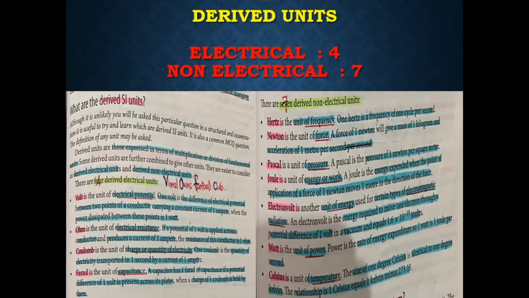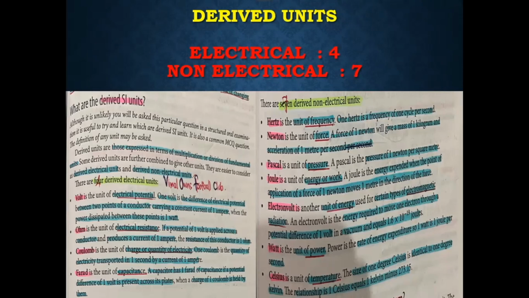As I said, each of them will have some definition. Volt is the unit for electrical potential. Ohm is the unit for electrical resistance. Coulomb is for electrical charge. Then farad is for capacitance. You don't have to know the why, just remember it. This is just for MCQ purposes.